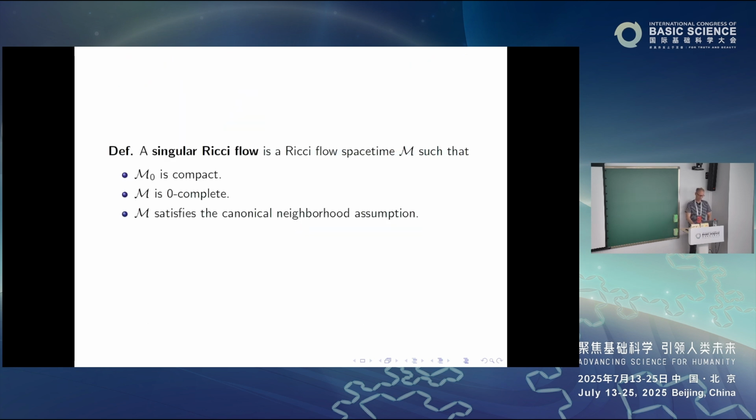Anyway, a singular Ricci flow, these are our basic objects. This will be a Ricci flow spacetime which satisfies three additional conditions. First, the initial time slice should be compact, so you're starting from a compact Riemannian manifold. And then the two other conditions hold: zero completeness and the canonical neighborhood assumption.